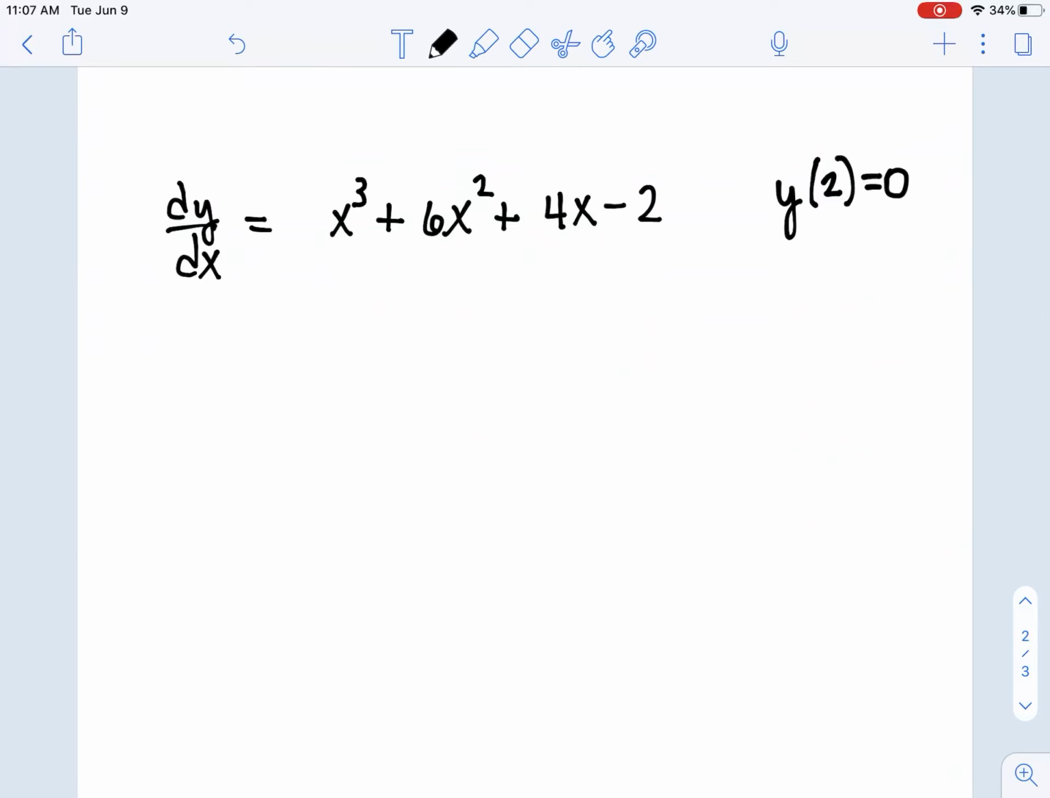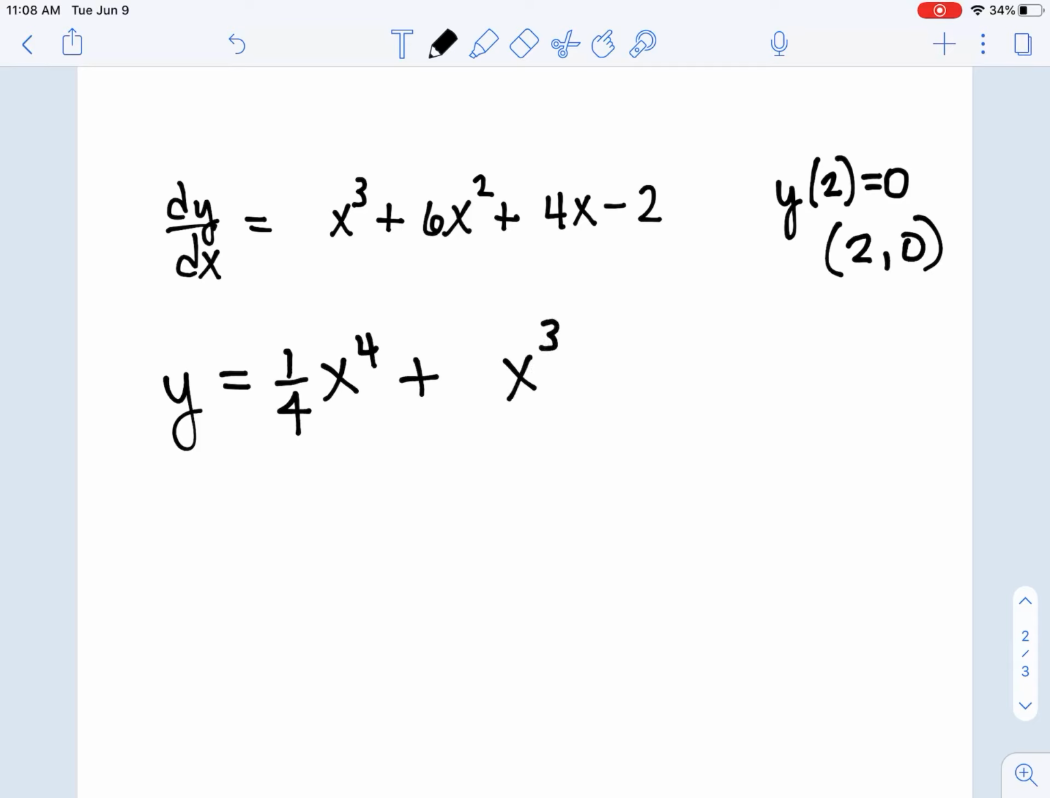All right, I'm going to do one more example. Here's the derivative, and now the x and y are 2 comma 0. So I'm going to find the antiderivative. So y equals, well, if I had x to the third, that means I had x to the fourth, and 4 times whatever this number is has to be 1. So that means this has to be a 1/4. Plus, this is x to the third, so 3 times something gives me 6, which is a 2. Plus x squared. 2 times something gives me 4, which is 2. Minus 2x, and then plus c.